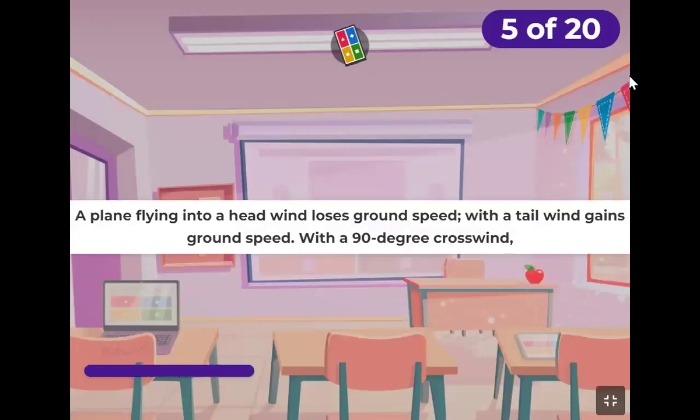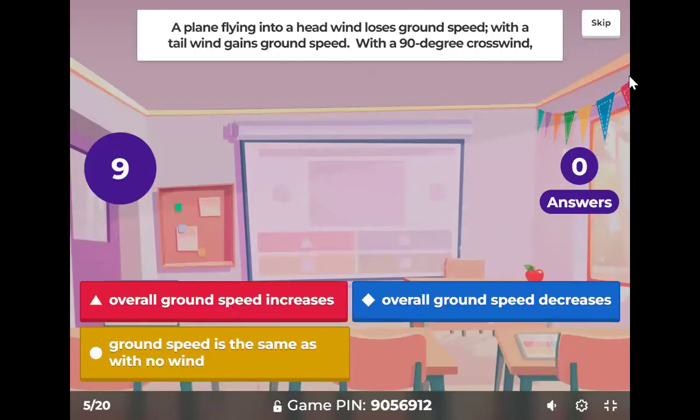A plane flying into a headwind loses ground speed, and with a tailwind gains ground speed. What about a 90-degree crosswind? The wind is blowing straight to the side. Is the plane overall going faster or slower?